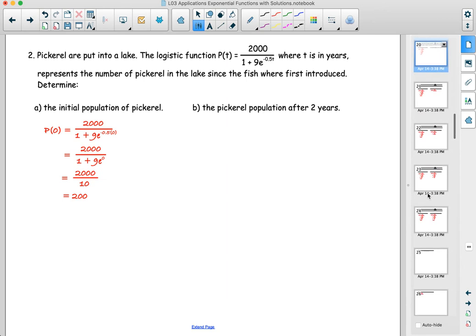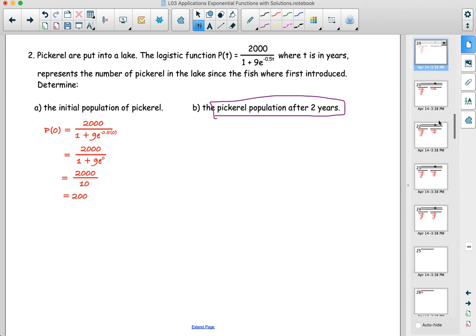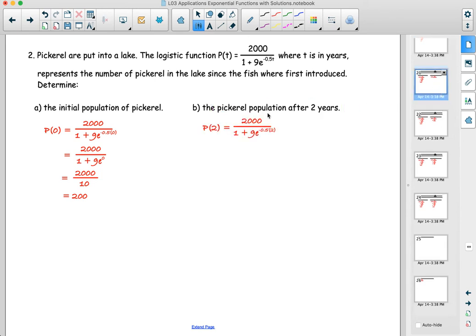Next part of this question asks you to find the pickerel population after 2 years. And again, is that a calculus question, or is this a question you could have answered in advanced functions? All right, moving forward, that's p at 2. So we don't need calculus for that. That's going to be 2,000 over 1 plus 9e to the negative 0.5 times 2. That's going to become 1 plus 9e to the negative 1, negative 0.5 times 2 being negative 1.